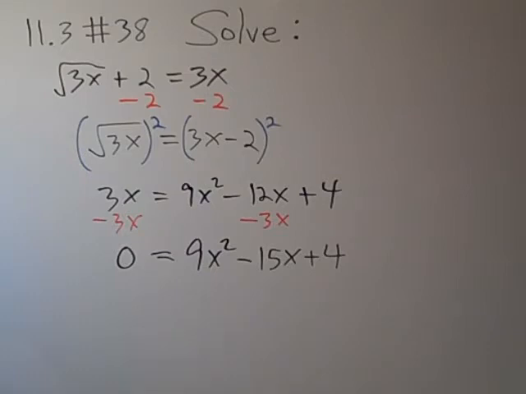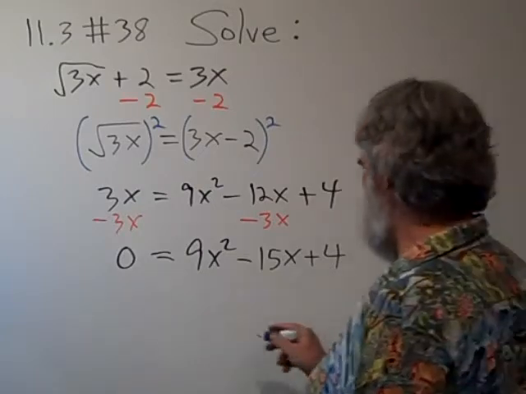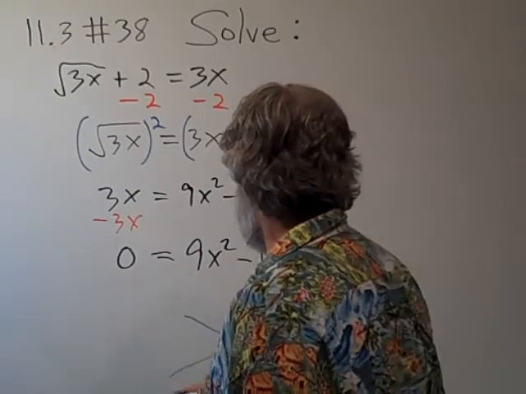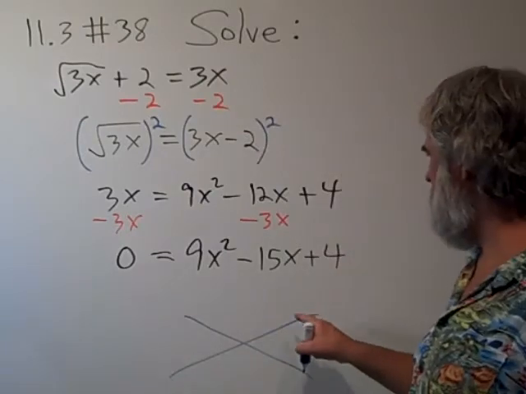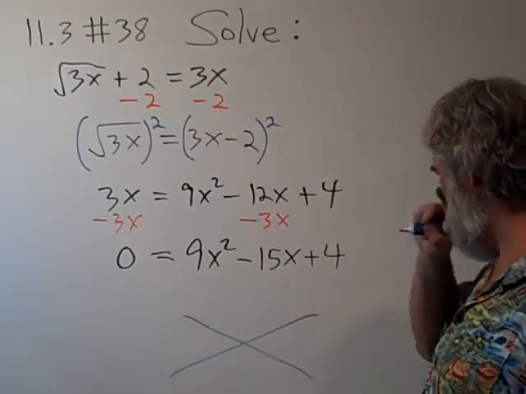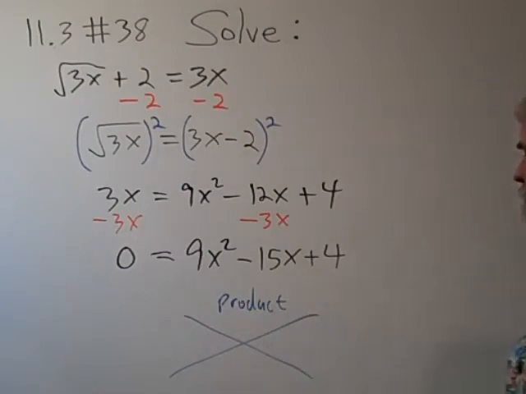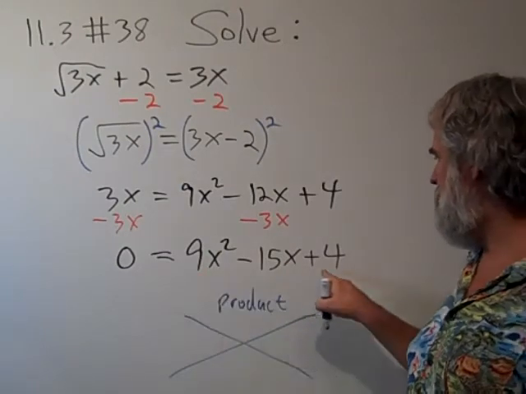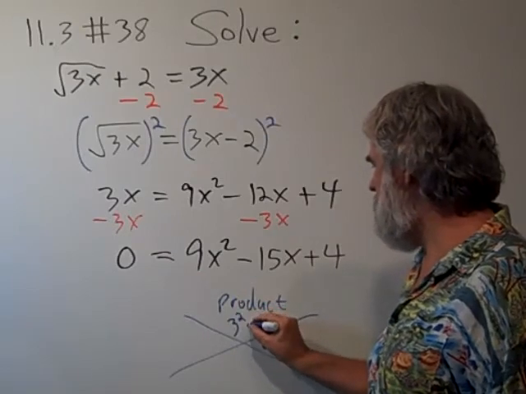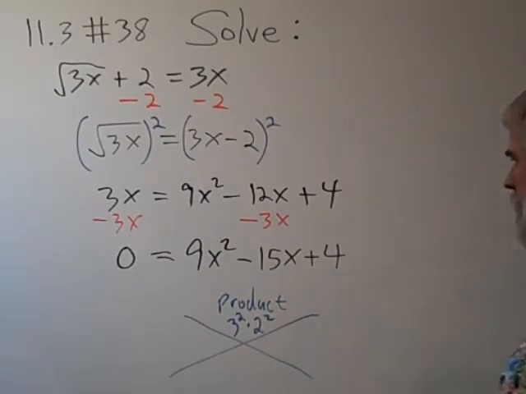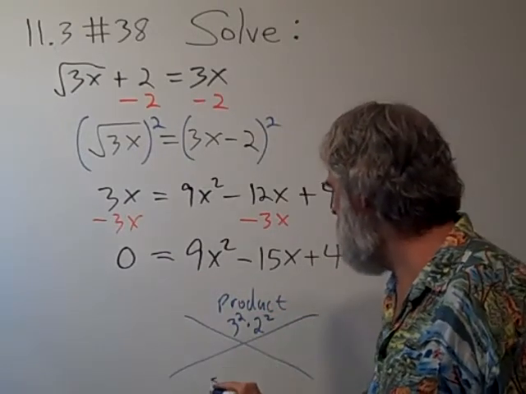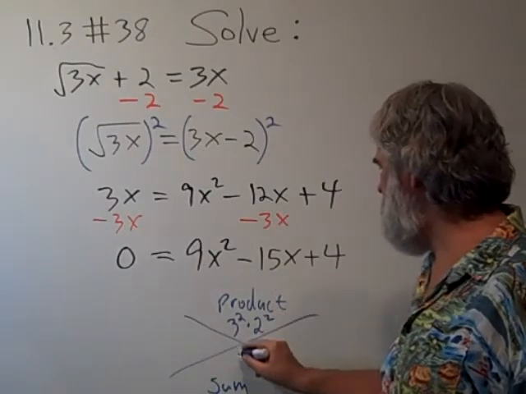So let's try to factor that. Let's use the AC factoring method. So the way we do this is look for two numbers whose product is 9 times 4, or 3 squared times 2 squared, and whose sum is 15.